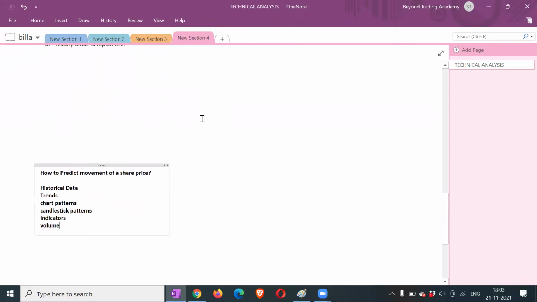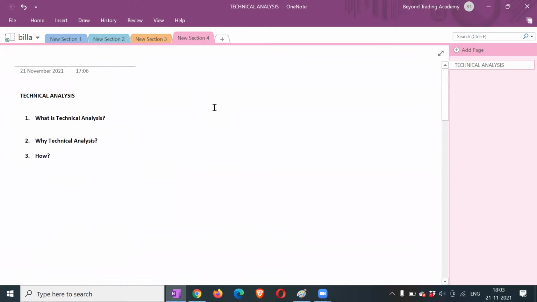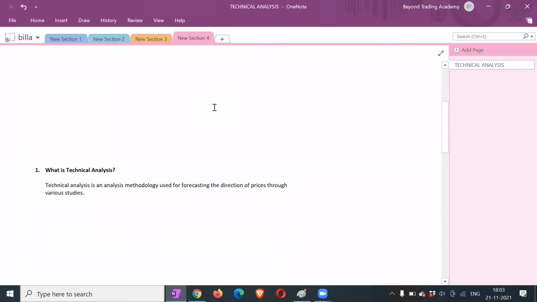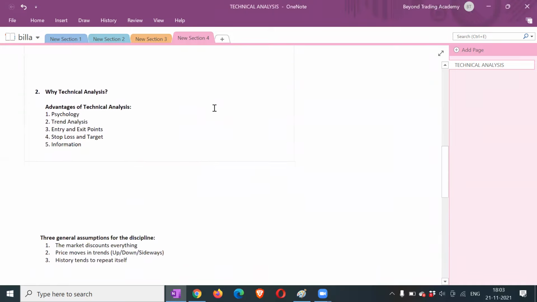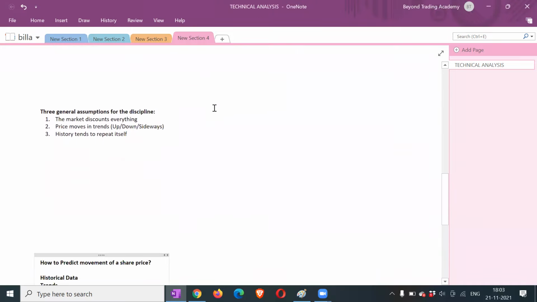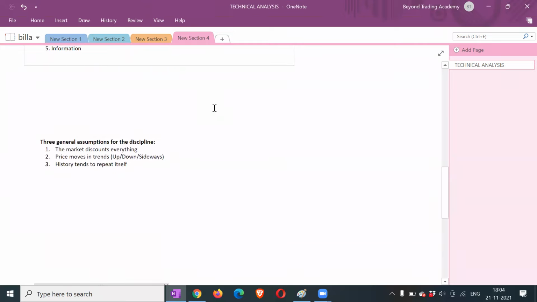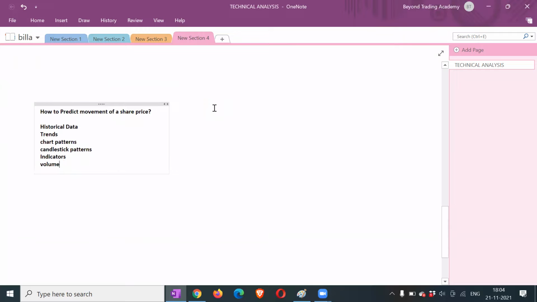Okay, so this is just a basic idea about technical analysis. This is what it is. To gist it out, it's a forecasting method. Why? Because it has various advantages, and these are the assumptions. Keeping these assumptions in mind, you need to do technical analysis, using various things that are available and handy.